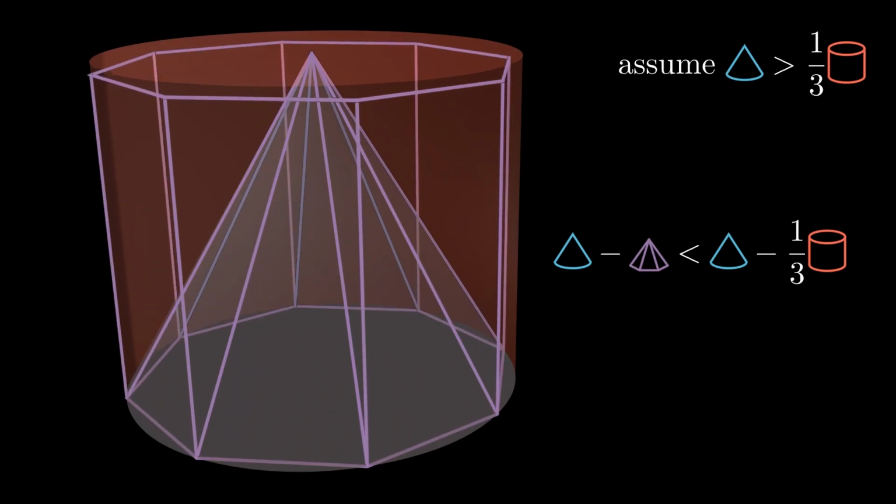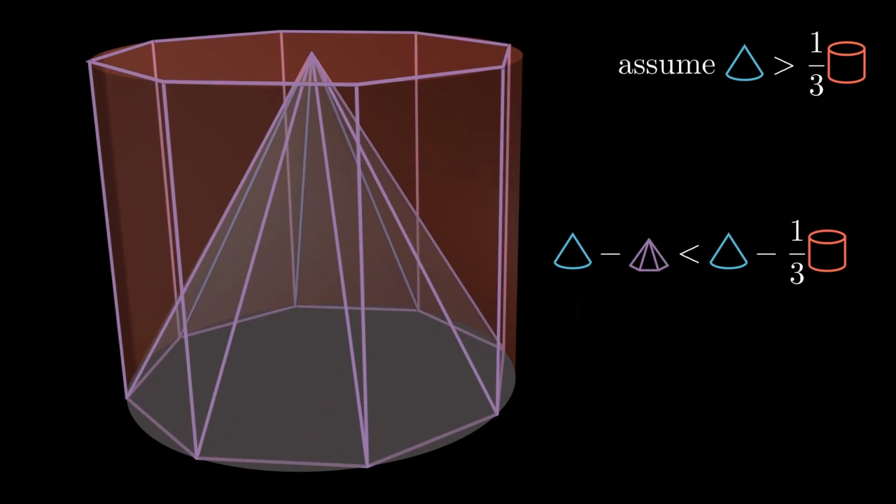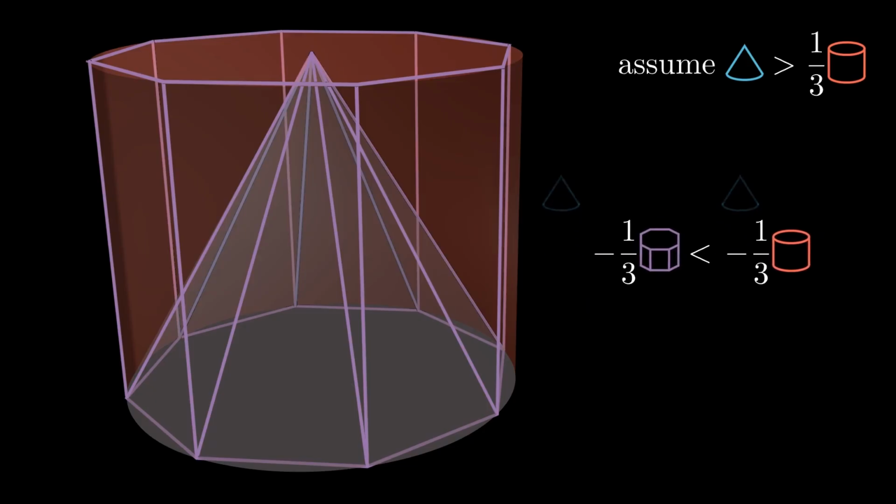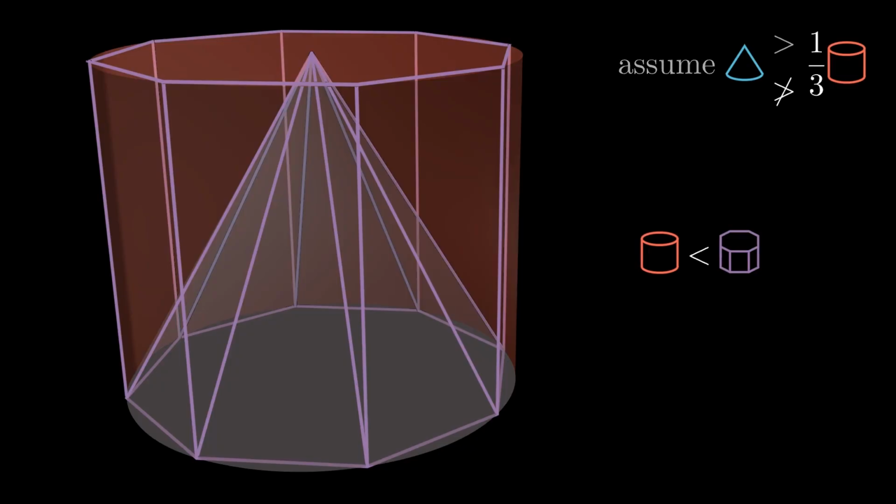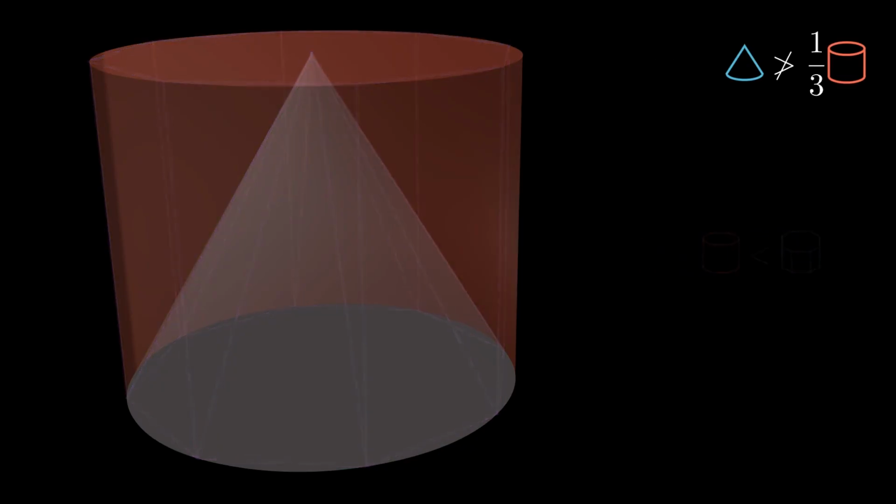Make a prism of the octagon base. The pyramid is a third of the prism, so the prism is bigger than the cylinder, but it's inside the cylinder, so it's smaller than the cylinder, and there's our contradiction. Thus, the cone is not bigger than a third of the cylinder, and is thus a third of the cylinder.